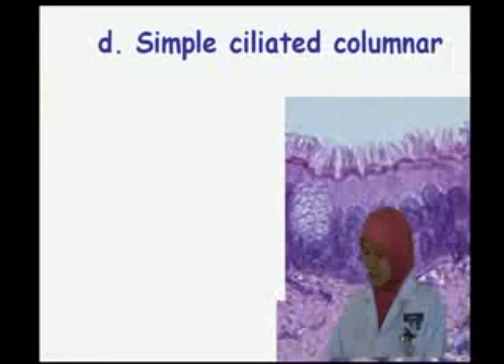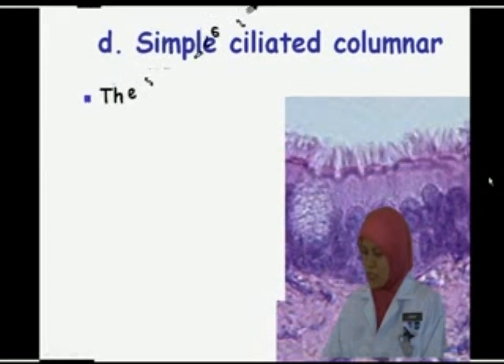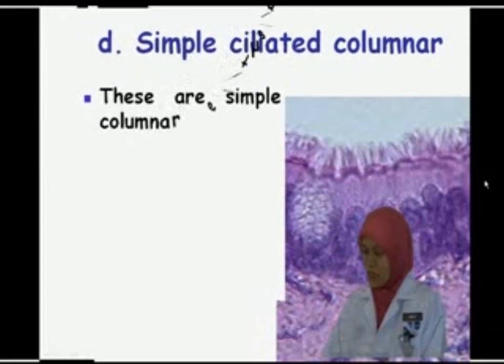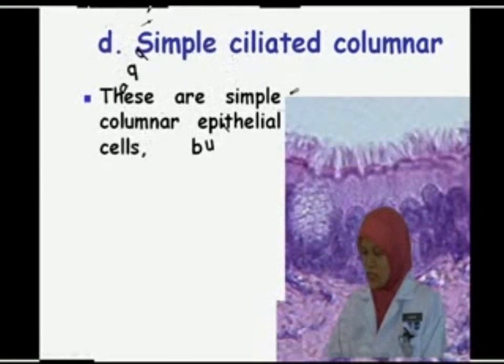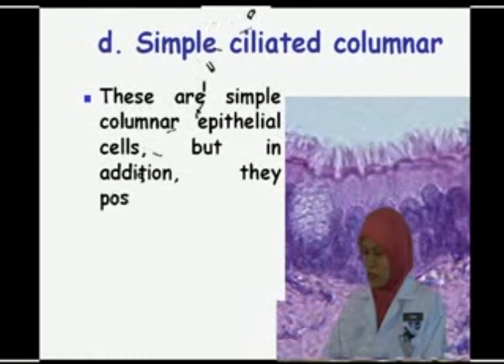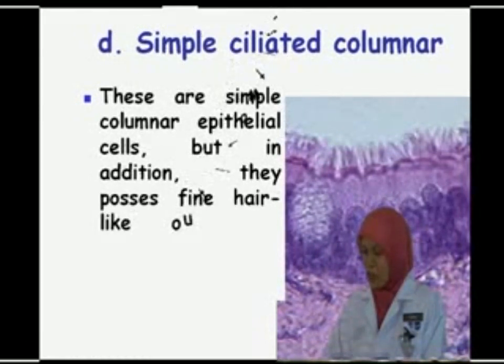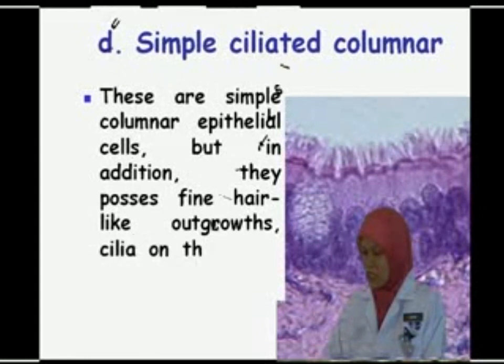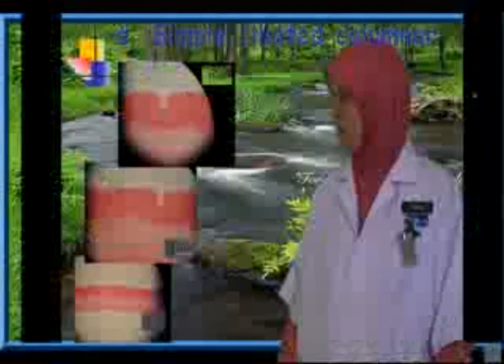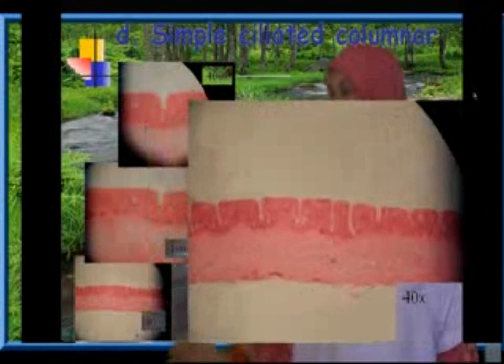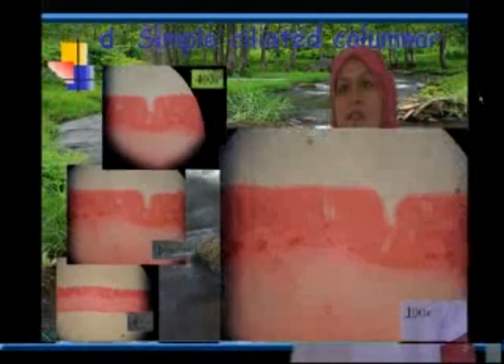Scientific drawings. Simple ciliated columnar. These are simple columnar epithelial cells, but in addition, they possess fine hair-like outgrowths, cilia, on their free surfaces. 40 times, 100 times, 400 times.